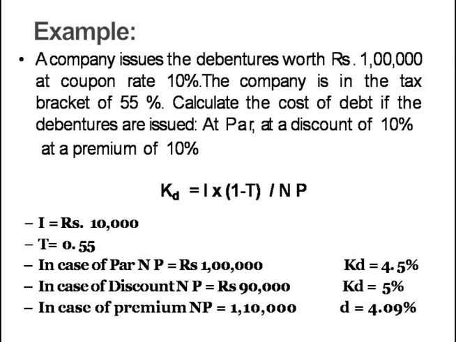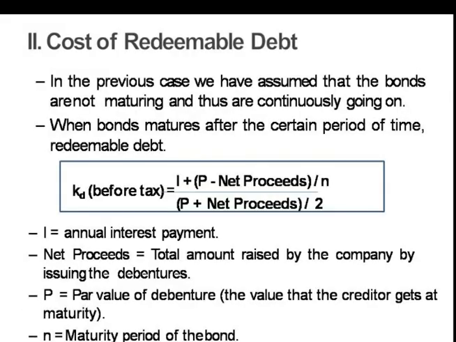If we put all those figures in the above formula, in the first case we get KD 4.5%. In case of discount, KD is 5%, and at premium 4.09%. Now come to the second case, when the debt is issued in redeemable form, meaning it can be redeemed over a period of time. So in the question you will be given the time clause, and on that basis you have to identify that this is a case of redeemable debt.